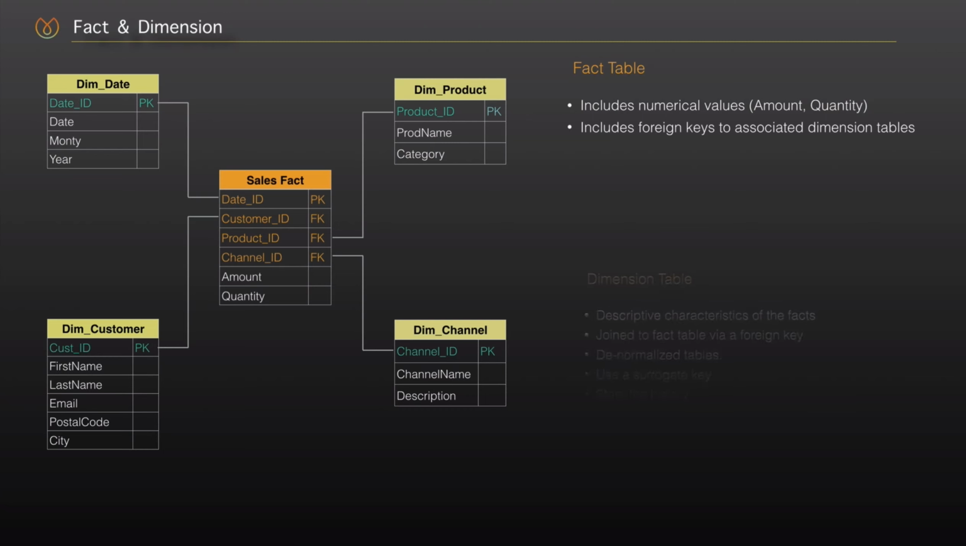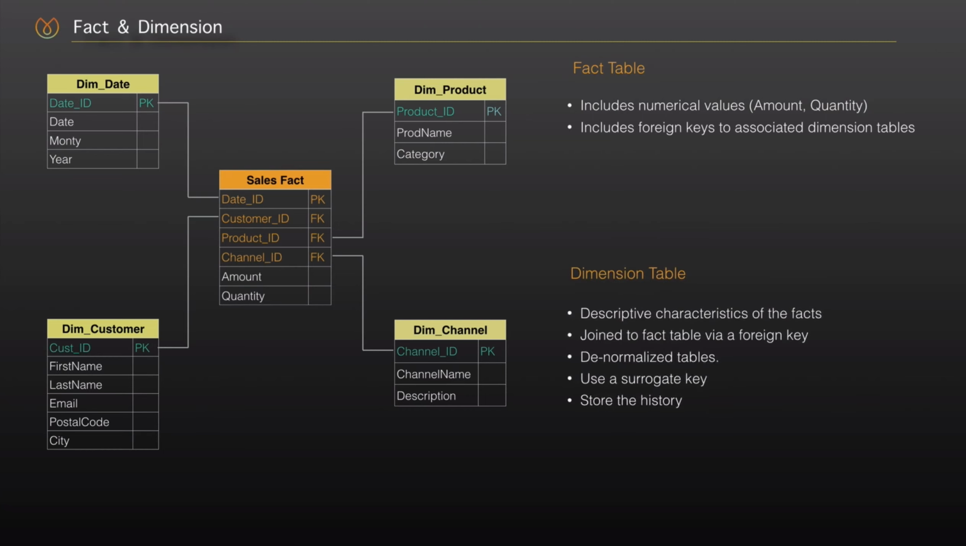And the next one is the dimension table. The dimension table offers descriptive characteristics of the facts with the help of their attributes. The dimension attributes are the various columns in a dimension table. So you see in here we have four dimension tables which include relevant information about product, customer, sales channel, and date. And they are joined to the sales fact table via a foreign key. And dimension tables are denormalized tables that can also contain one or more hierarchical relationships.